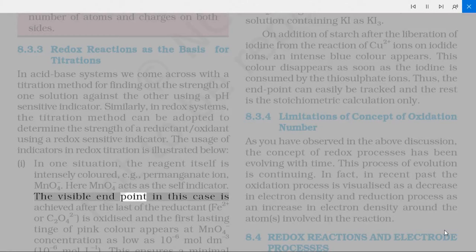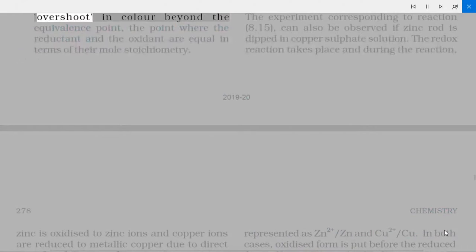The visible endpoint in this case is achieved after the last of the reductant, Fe2+ or C2O4²⁻, is oxidized and the first lasting tinge of pink color appears at MnO4⁻ concentration as low as 10⁻⁶ mol dm⁻³. This ensures a minimal overshoot in color beyond the equivalence point, the point where the reductant and the oxidant are equal in terms of their mole stoichiometry.